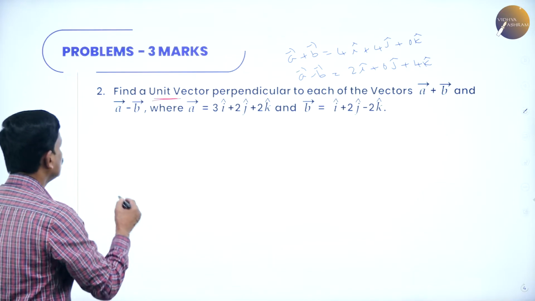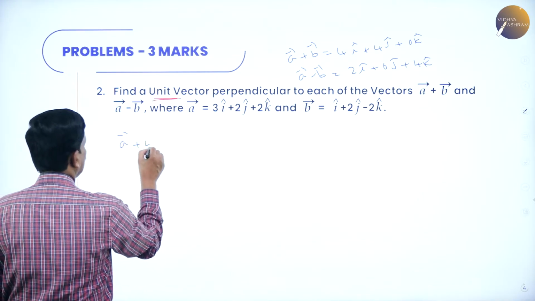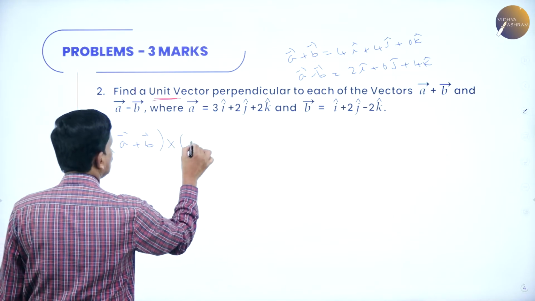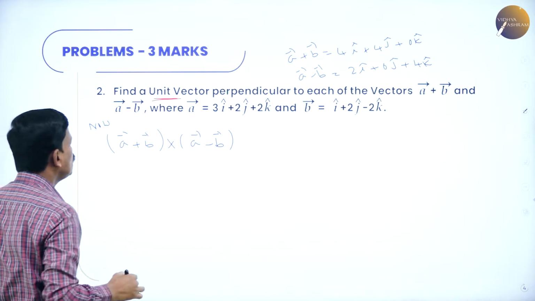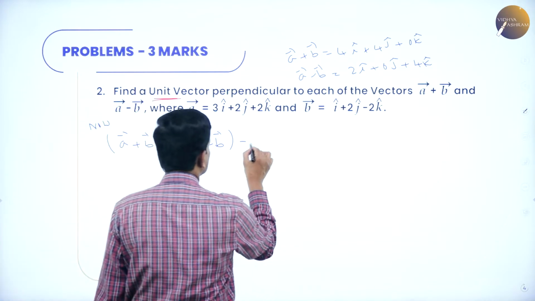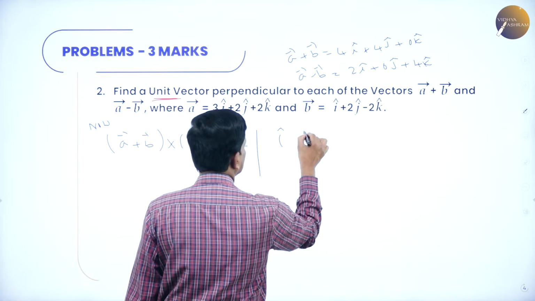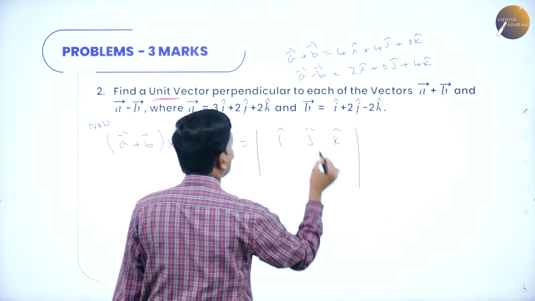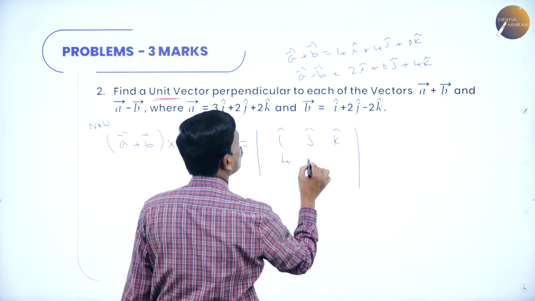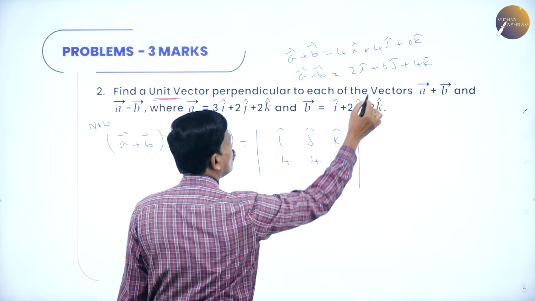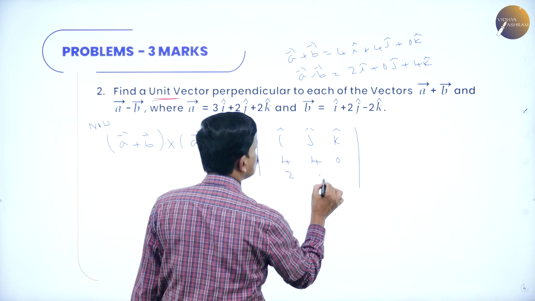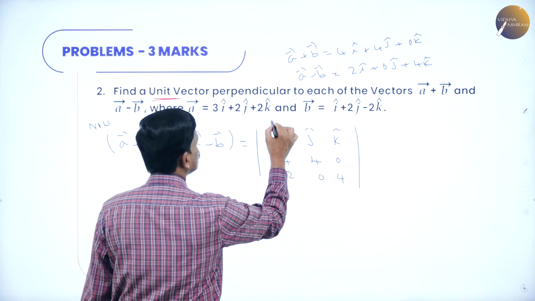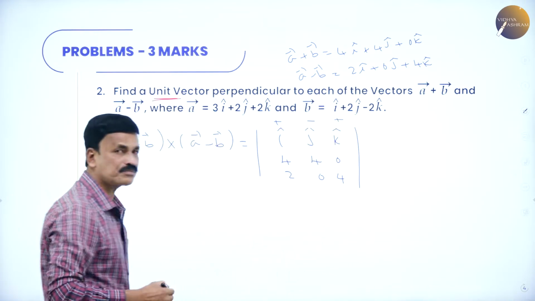Now find out a plus b cross a minus b, the cross product of these two. Now a plus b cross a minus b is equal to the determinant i, j, k cap. The coefficients of a plus b are 4, 4 and 0. The coefficients of i, j, k cap in vector a minus b are 2, 0 and 4. Simplify this. Plus, minus and plus.